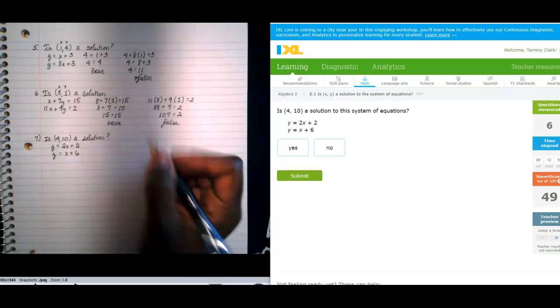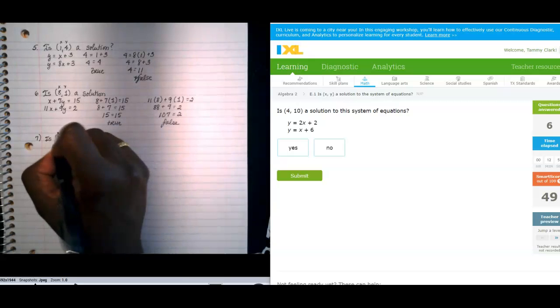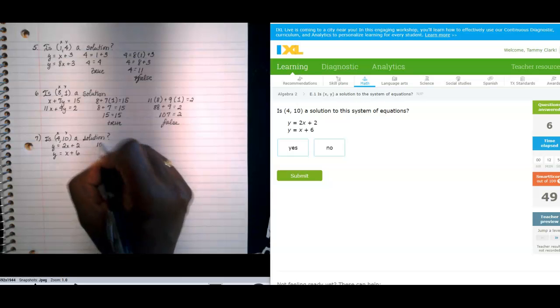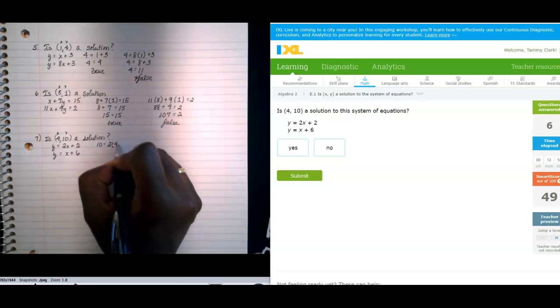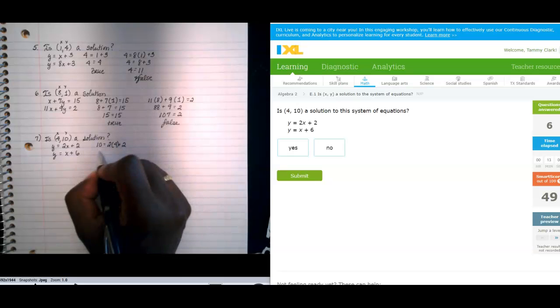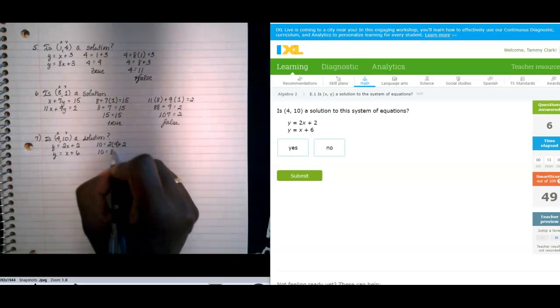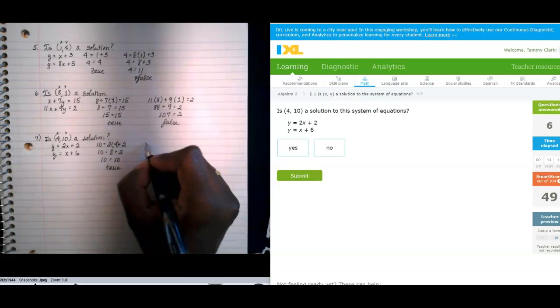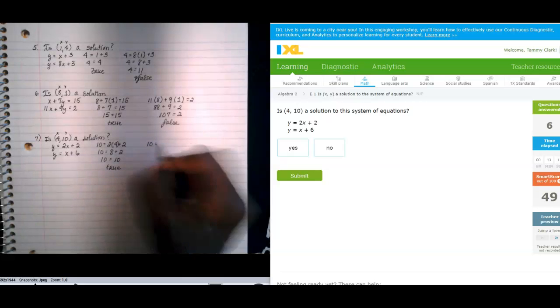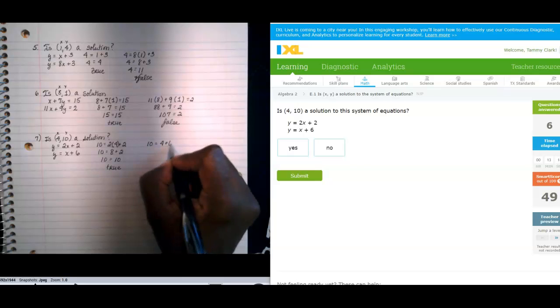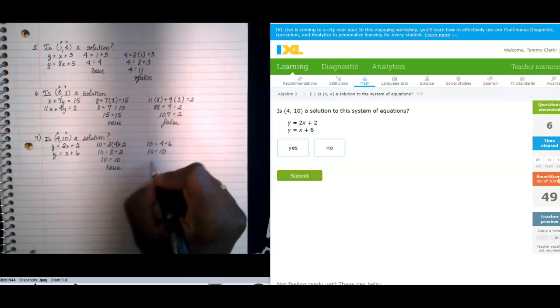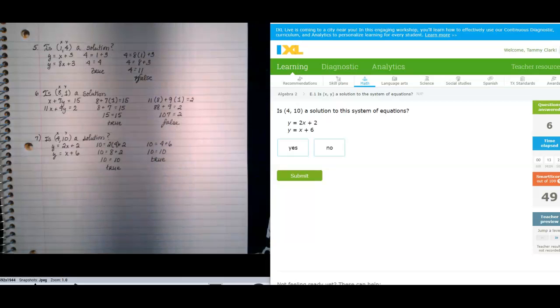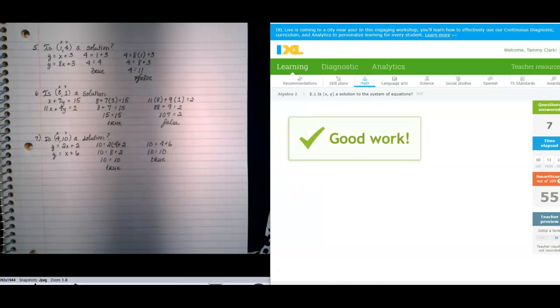Is ordered pair (4, 10) a solution to the system? So we've got 10 is equal to 2 multiplied by 4 plus 2. 10 is equal to 2 times 4 is 8 plus 2. 10 is equal to 8 plus 2 is 10. That's true. Then we've got 10 is equal to 4 plus 6. 10 is equal to 10. That's also true. So ordered pair (4, 10) is a solution to the system.